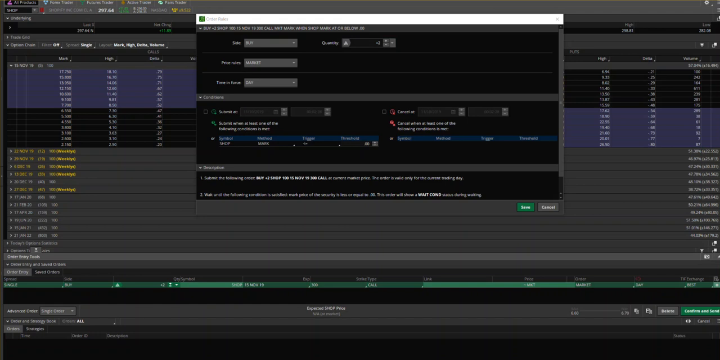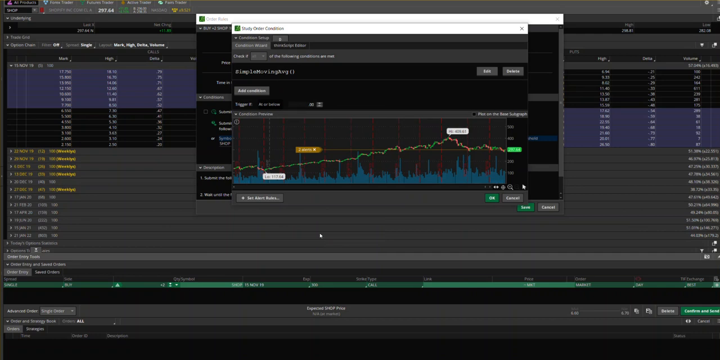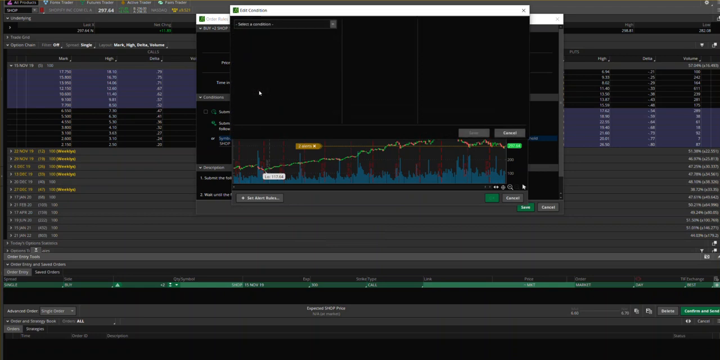But I want the condition where the 2 minute candle would close above my trigger level, which is 300 in this case. So you develop that condition in the next section here. So you choose the symbol on which you are going to base your condition, which is SHOP in our case here. So next you pick the method. The method you will find there is study, and you choose study, and then you clear out the previous condition, and then you click on add condition right here.